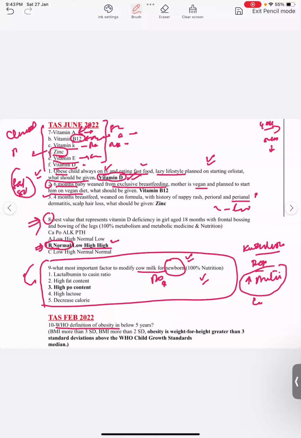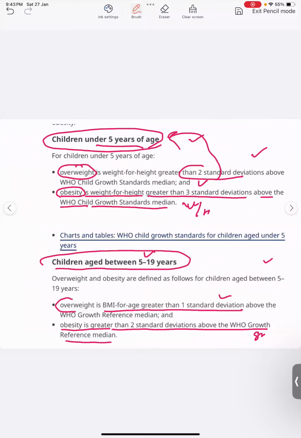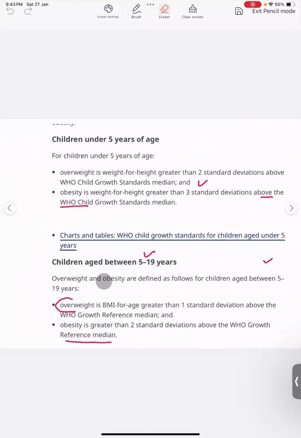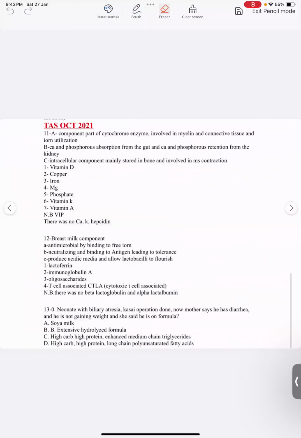Okay, next question. This was the WHO definition, less than 5 years and more than 5 years. For that we read more than 3 standard deviations, and between 5 and 19 years, more than 2 standard deviations. So you have to memorize these two definitions according to WHO criteria, right? Okay, so next question.